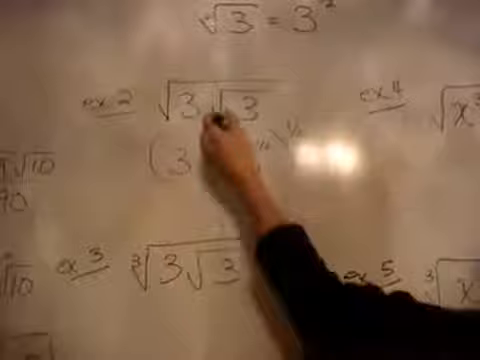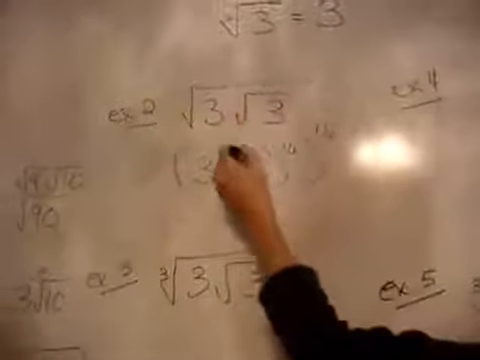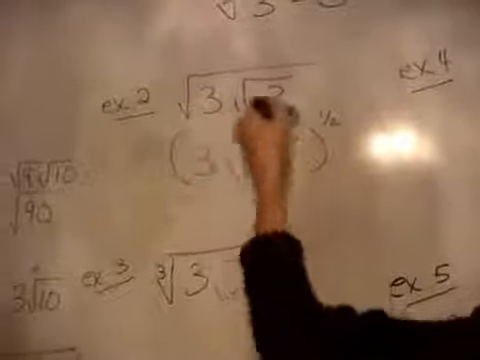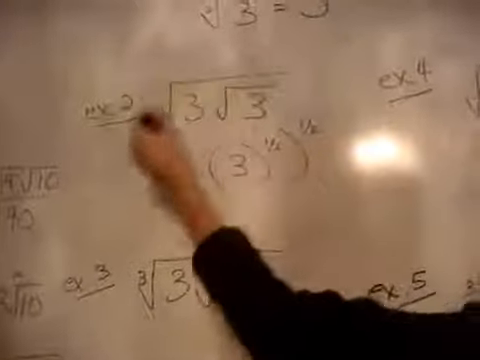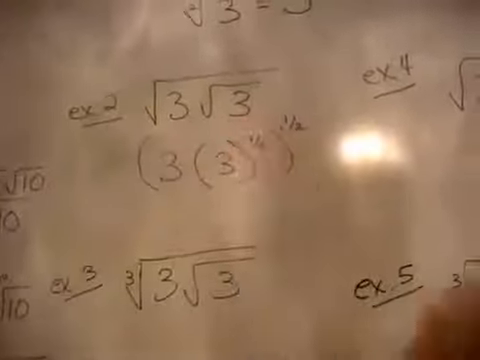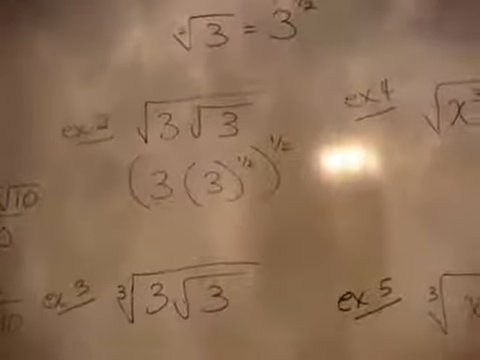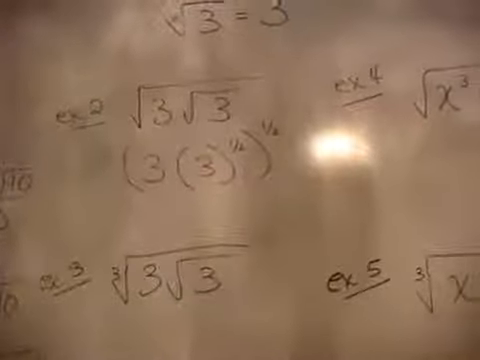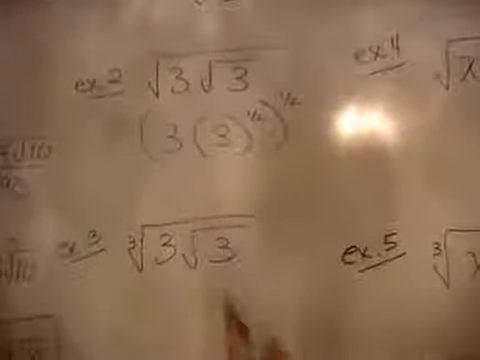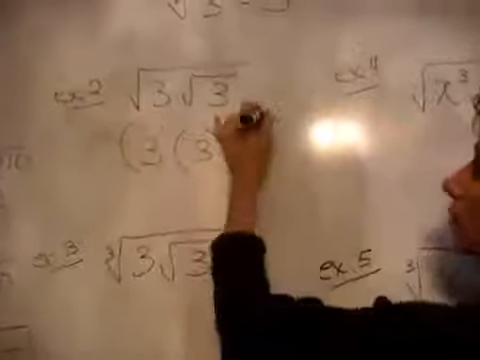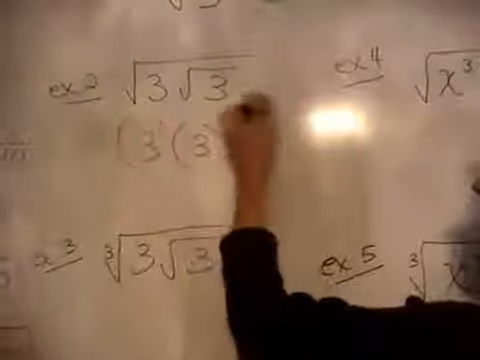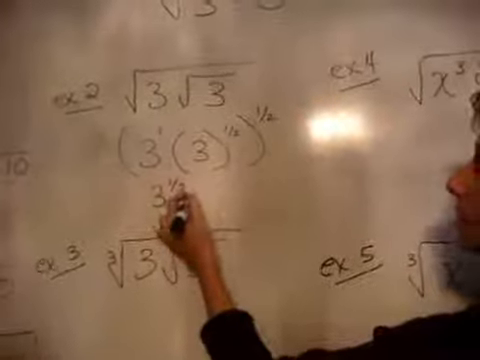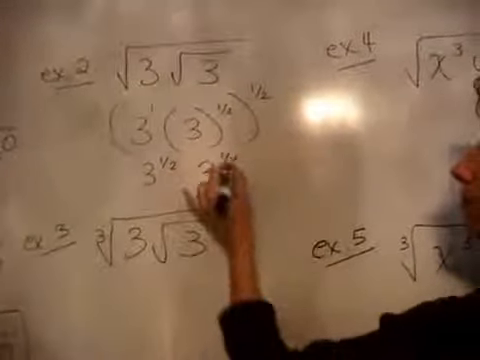What I did here is I took the square root of 3 and I brought it to the 1/2 power, but all of this stuff is under the radical, so all of this stuff has to go to the 1/2 power. It's a very tricky little thing we're doing. So now we can simplify this by multiplying. Remember, there's a 1 here. We're going to multiply our exponents because it's a power to power rule. So we get 3 to the 1/2 times 3 to the 1/4.